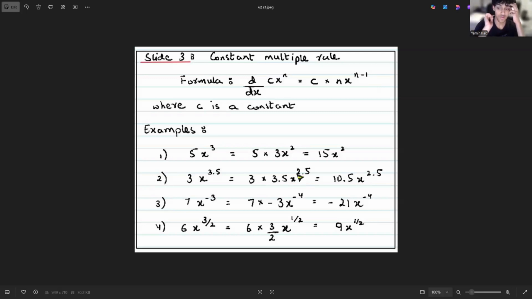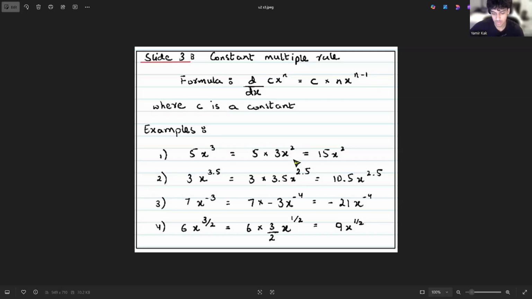All right, so now we look at 7x to the power of -3. But now here's a twist. We have a negative exponent. So c here is 7 and n is -3. So we use our rule, which is 7 times -3x, and then -3 minus 1. So this becomes -21x to the power of -4. And notice how subtracting 1 from -3 results in -4. It seems like it's going up, but it's not, right?